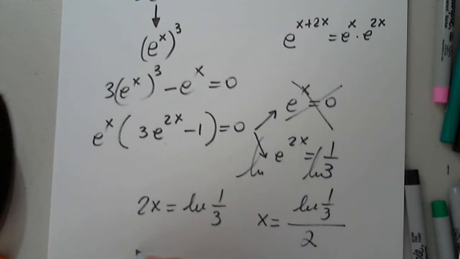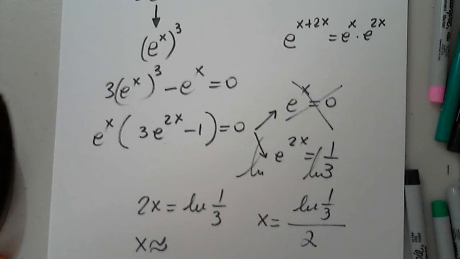Who knows what this is? I have to approximate it. I have no idea what it is. So I'll share my screen and plug it in. So I have natural log of 1 divided by 3, close and divide by 2. Don't forget to close the parenthesis. And what do I get? A tiny number, negative 0.55. Okay. So negative 0.55. This is the only critical number.